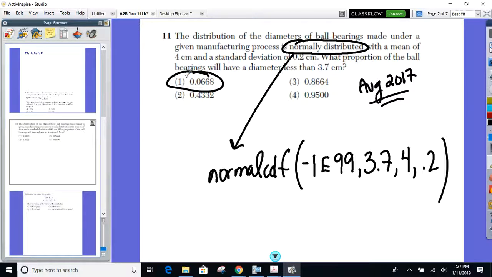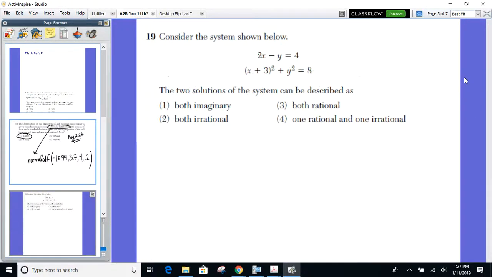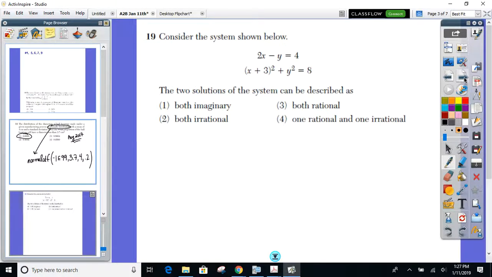We rolling? All good? Not bad, huh? All right, let's see what else we can get crazy with. How about 19? Let's get a little crazy with 19.